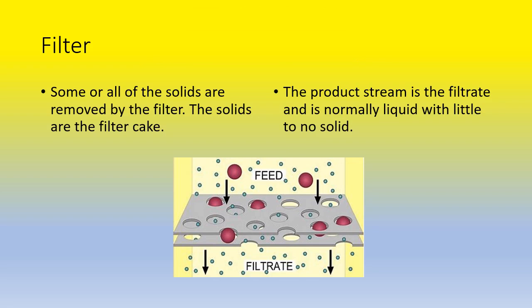So some or all of the solids are removed by the filter, and the solids are the filter cake. That's what I just went over. This is a more detailed drawing, explaining how all the solids are caught in this little hole. The big particles are the solids, and the small particles are the liquids, or the parts that get through, which is the filtrate.